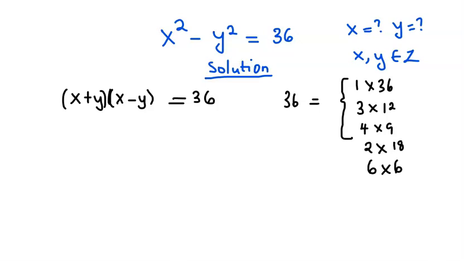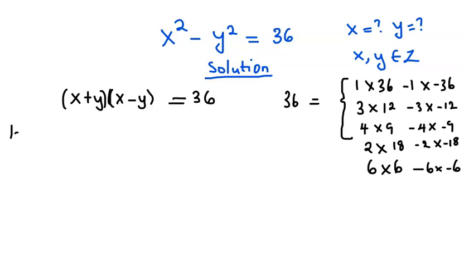I think we're done, right? Then for negative, that would be negative 1 multiplied by negative 36, negative 3 multiplied by negative 12, negative 4 multiplied by negative 9, negative 2 multiplied by negative 18, and negative 6 multiplied by negative 6. Wow. So we have so many cases here, right? Now let's solve this problem.